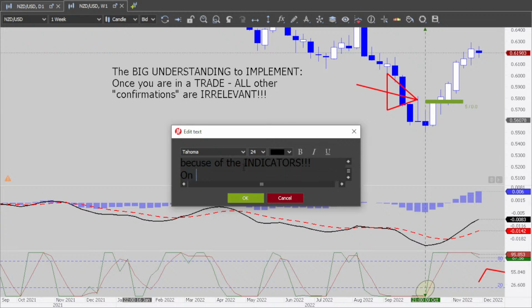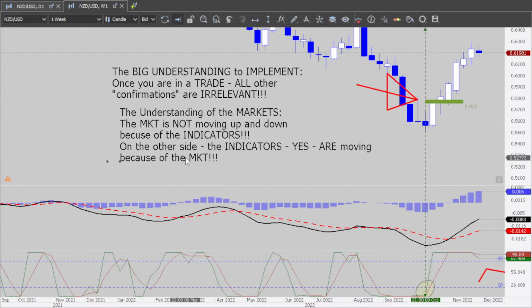On the other side, the indicators, yes, are moving because of the market. This is a big one too to understand. So this market didn't go up because the stochastic was in the buy zone, but the stochastic was in the buy zone because the market stopped falling and started moving up.